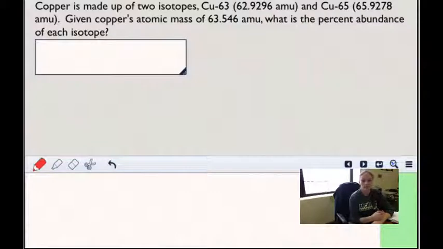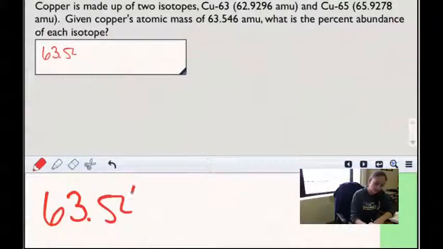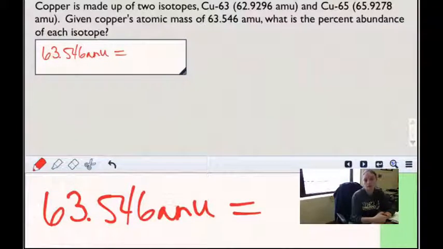Given copper's atomic mass of 63.546 AMU, which is the one that is on the periodic table, what is the percent abundance of each isotope? So the thing about this one is that you actually know my average. So I know my average should be 63.546 AMU. I know that. Usually that's what we're solving for.